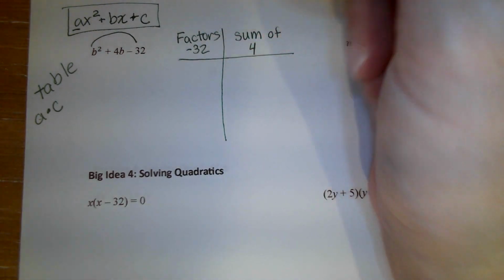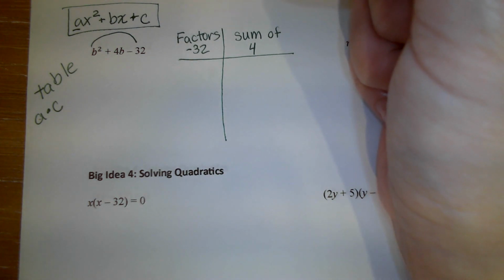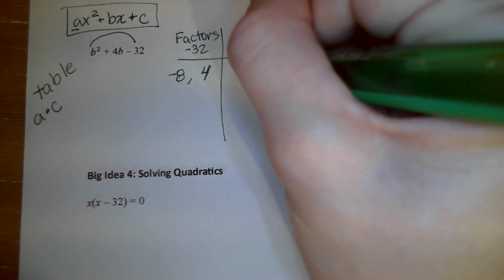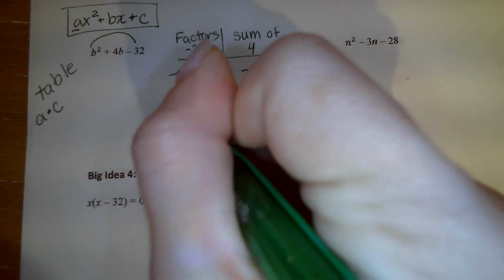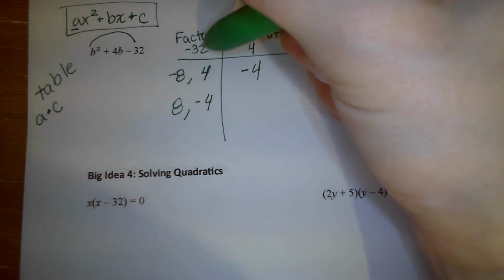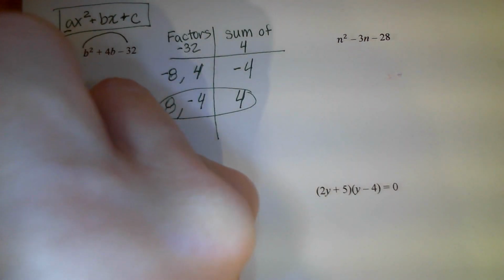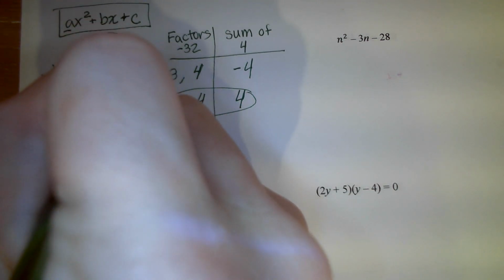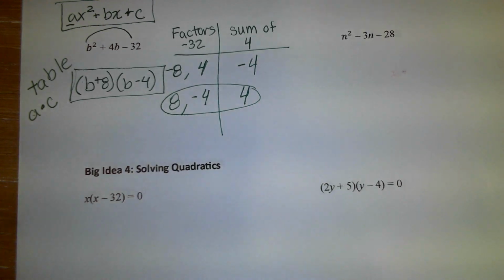So we're looking for factors that equal negative 32, but also give a sum of 4. I know negative 8 times 4 would be negative 32, but when I add those together, I would get a sum of negative 4. So because I want a sum of positive 4, I'm going to flip this around. I'm going to make the 8 positive, the 4 negative, so I still get a product of negative 32, but now my sum is positive 4. Once I do that, my answer is b plus 8 and b minus 4. It does not matter the order that your binomials are in. All right? Let's try another one.